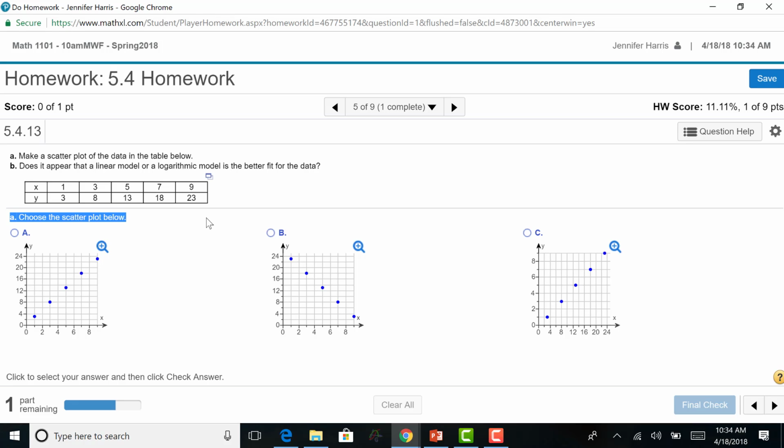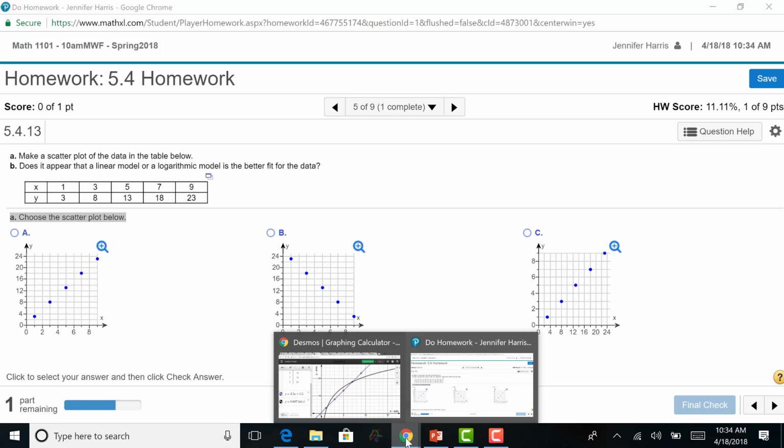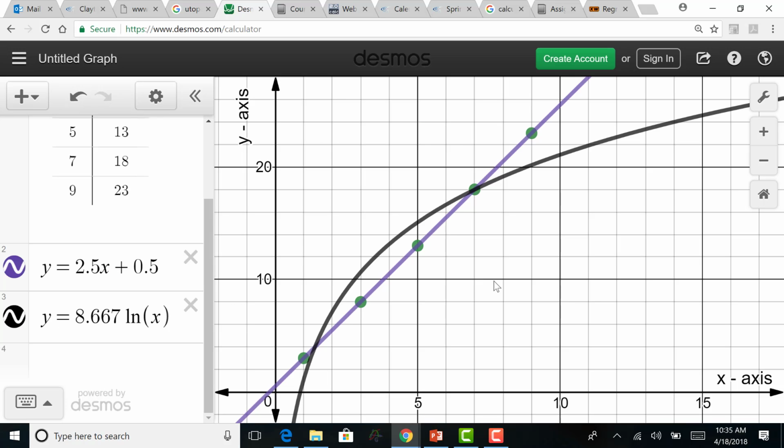What questions do you have about doing this part? Do you determine which one is a better fit by how many points it touches? Or how close, which one of these graphs gets the closest to all the points? Interesting.